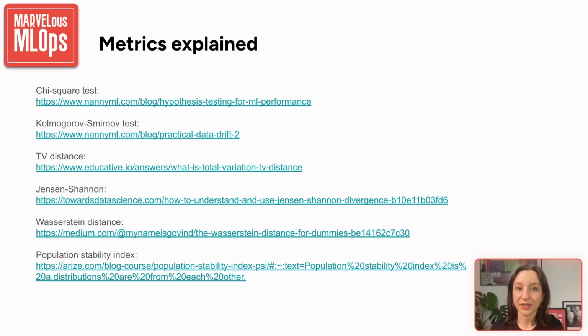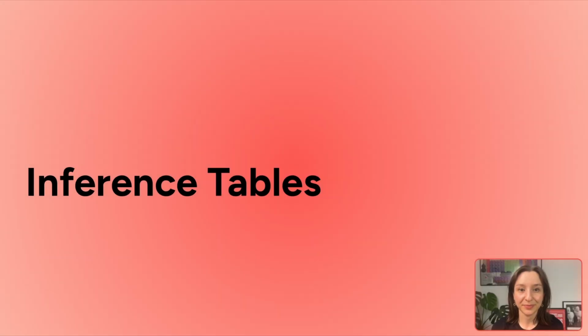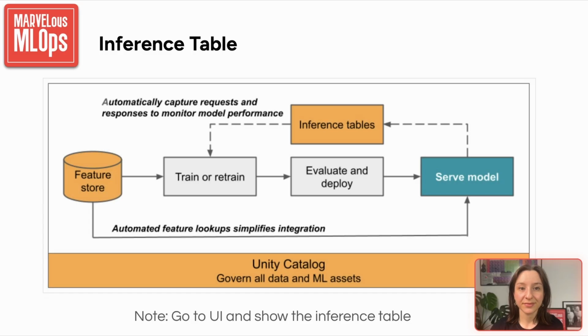We're moving on to inference tables. Inference tables are a built-in feature to log model input and predictions from a serving endpoint directly into a Delta table in Unity Catalog. This provides a simple way to monitor, debug, and optimize these models in production. Once enabled, they automatically capture request and response payloads, as well as metadata like response time and status codes.